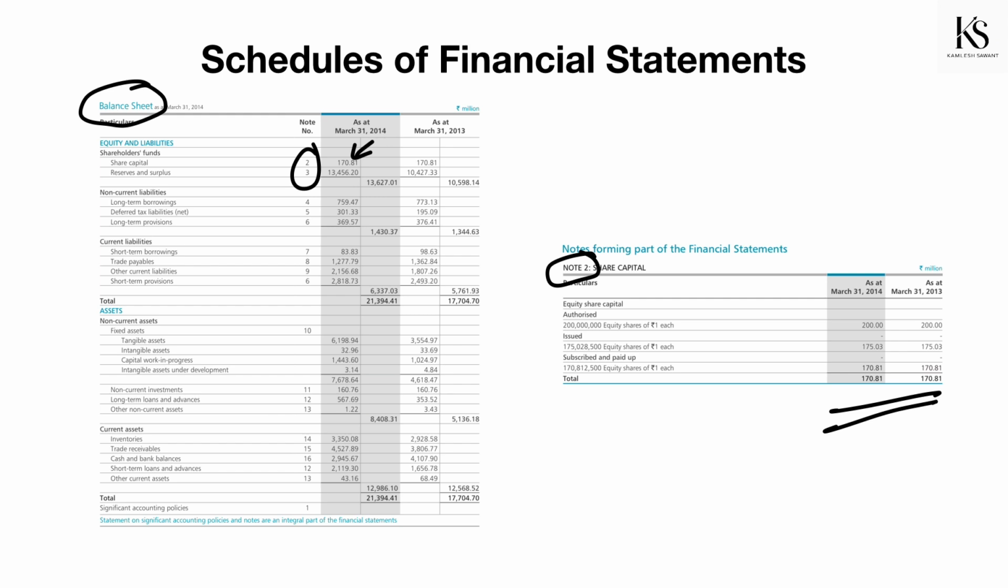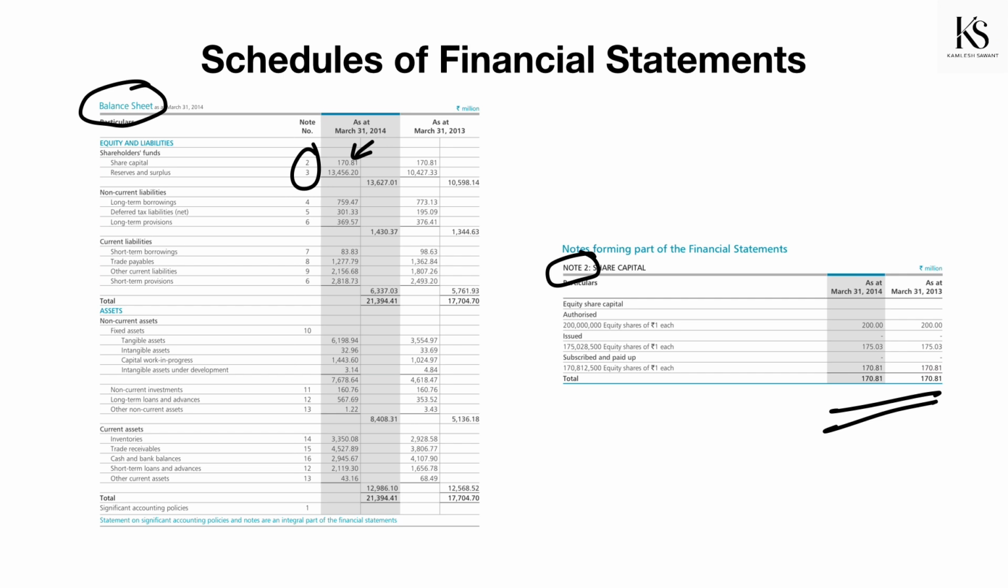Looking into the above statement, ARBL states that share capital stands at 170 million rupees. As an investor, I obviously would be interested to know how ARBL arrived at 170 million rupees as their share capital. To figure this out, one needs to look into the associated schedule, note number 2. Please look at the snapshot on screen.